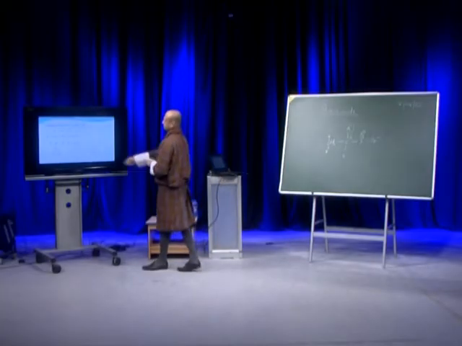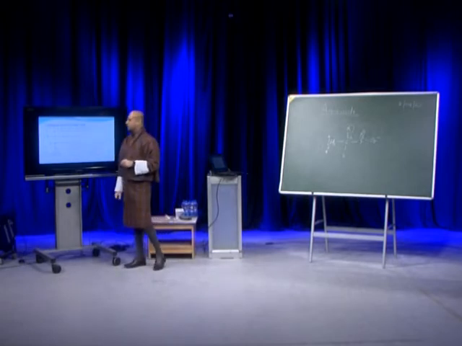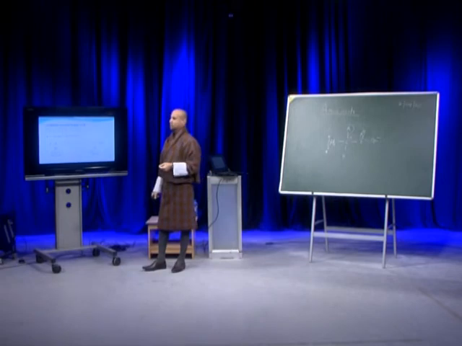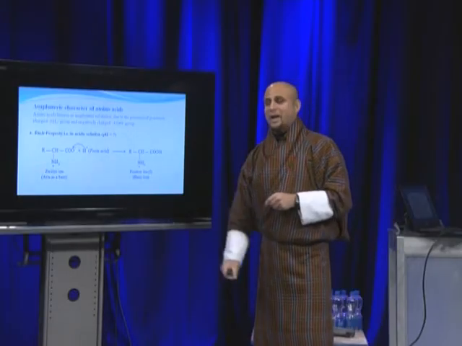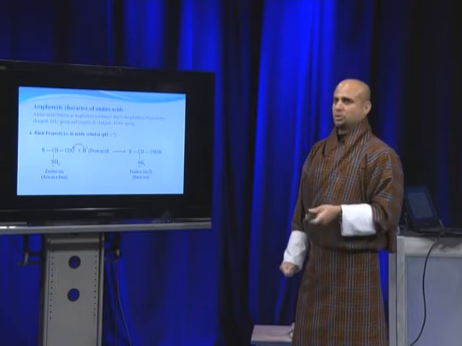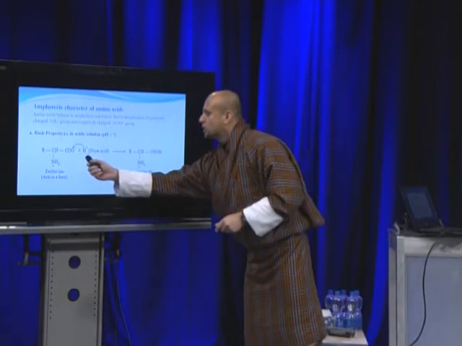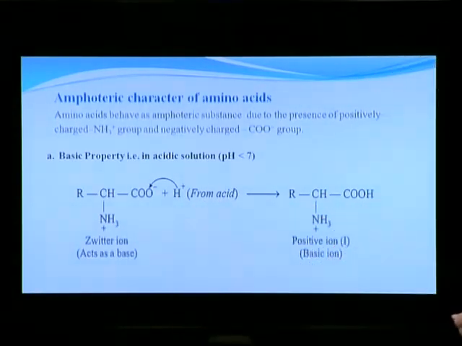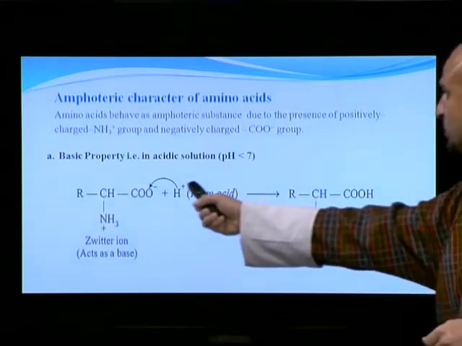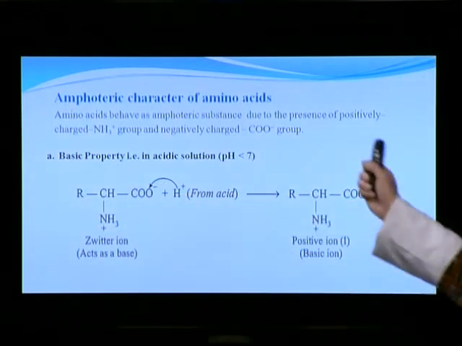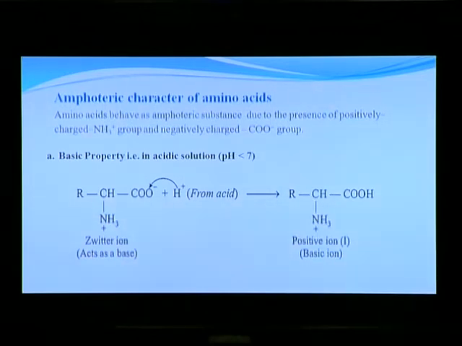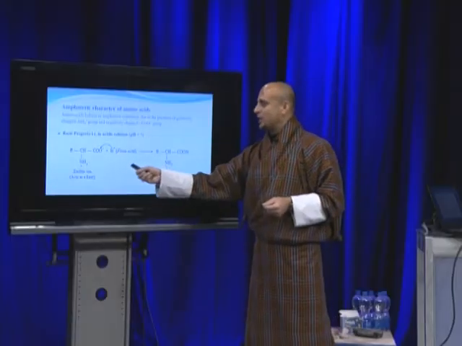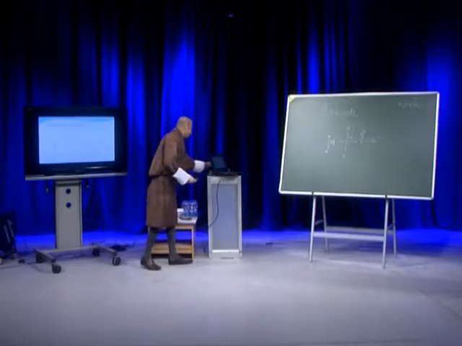So here, let's look at A, basic property, that is, in acidic solution. Just assume we have put this in acidic solution. In acidic solution, acid will donate a proton. This proton comes from the acid. As this proton goes there, it will combine with this one to form the carboxyl group. Now the negative charge is cancelled, so we have the amino group. Overall, this molecule is going to have a positive charge. So when it is put in acidic solution, when the pH of the solution is less than 7, this is what happens. Let me explain this same concept here.